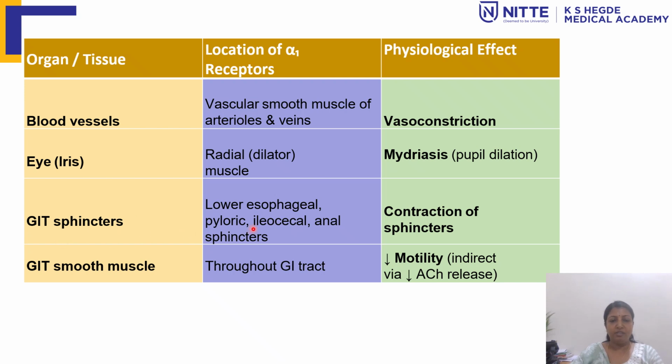On the GIT sphincters, especially the lower esophageal, pyloric, ileocecal and anal sphincters, upon stimulation there is contraction of the sphincters. The alpha receptors are also located on the GI smooth muscle throughout the GI tract, which can reduce the motility. So everywhere there is stimulation, except in the GI tract where there is inhibition of motility. That is mainly indirect, via a decrease in ACH release.